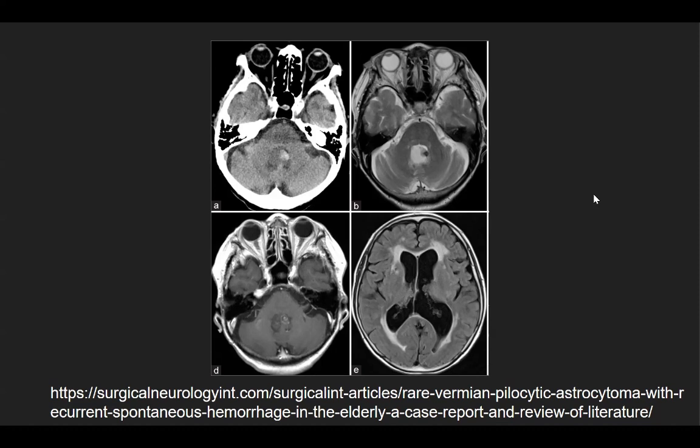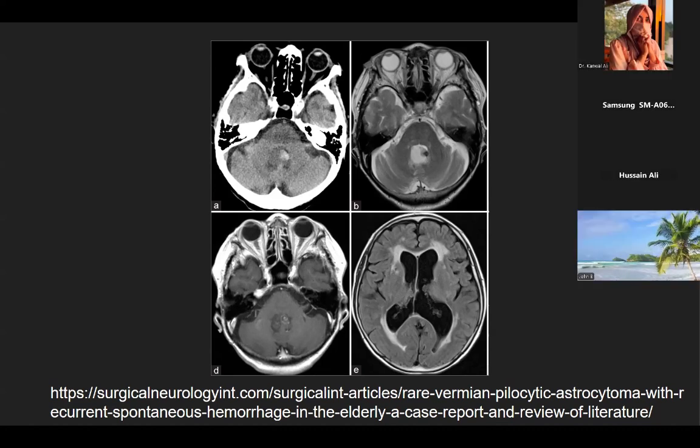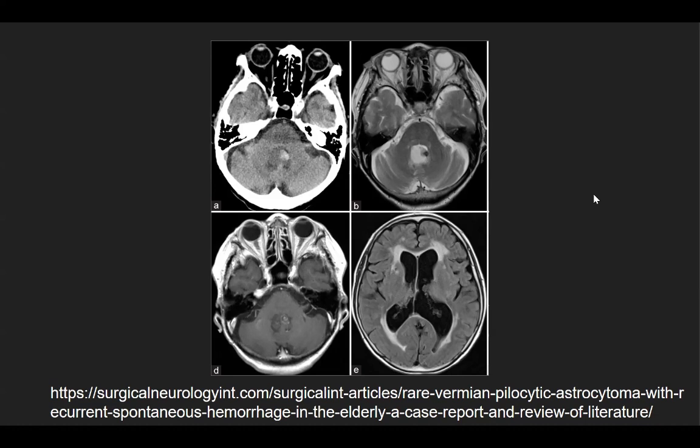I have axial sections: CT, T2 MRI, T1 MRI, post contrast, and FLAIR. The lesion I can see is a periventricular lesion. Is it a ventricular lesion? Where is the lesion? In the CT, it's a periventricular lesion with hyperdensity. It's not a ventricular lesion. That is the catch.